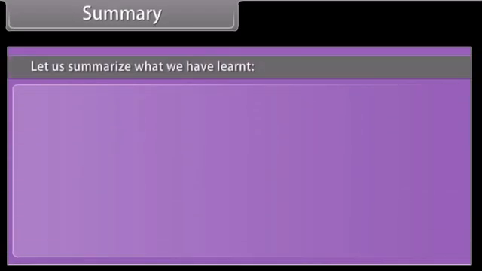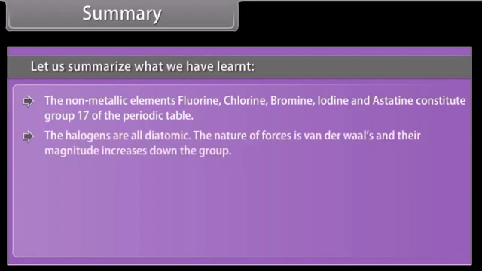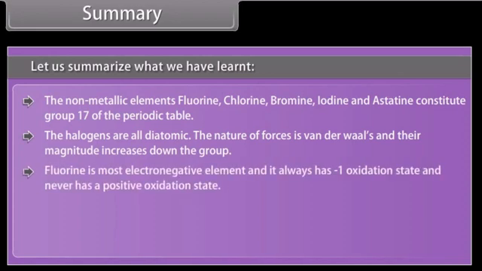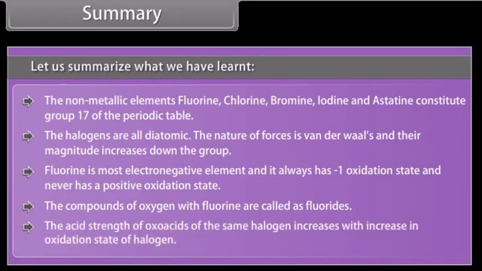Summary. Let us summarize what we have learned. The non-metallic elements fluorine, chlorine, bromine, iodine and astatine constitute group 17 of the periodic table. The halogens are all diatomic. The nature of forces is van der Waals and their magnitude increases down the group. Fluorine is the most electronegative element and it always has a -1 oxidation state and never has a positive oxidation state. The compounds of oxygen with fluorine are called fluorides. The acid strength of oxo acids of the same halogen increases with increase in oxidation state of the halogen.